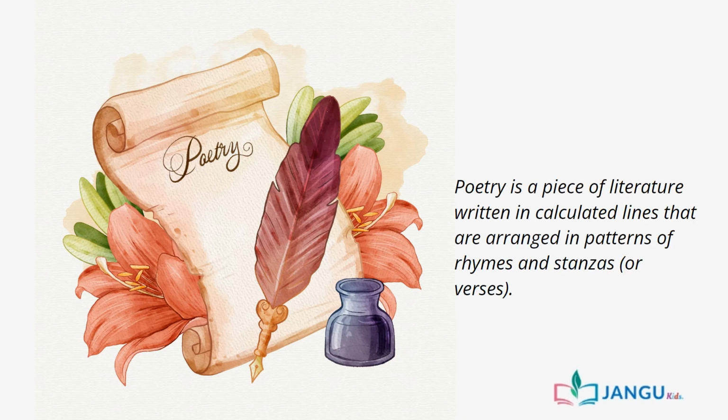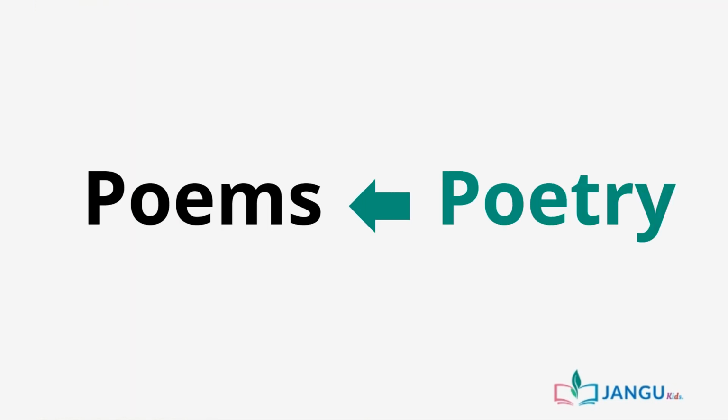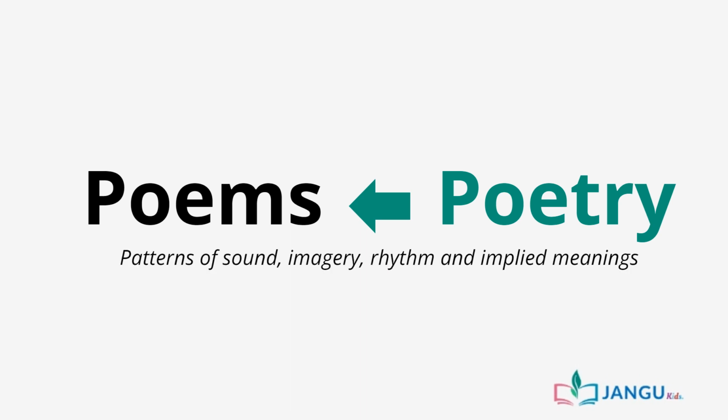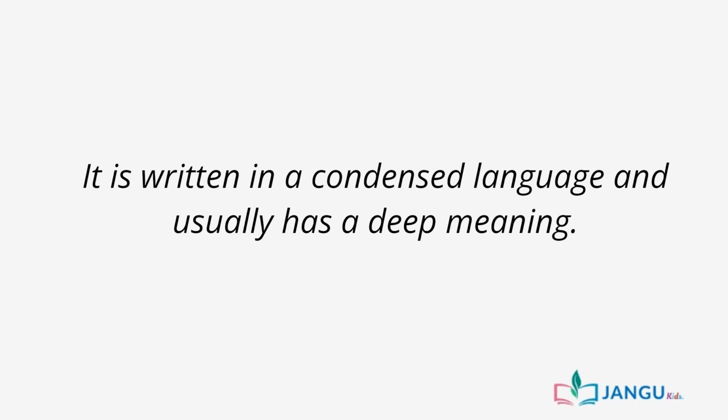Poetry is a piece of literature written in calculated lines that are arranged in patterns of rhymes and stanzas or verses. Poems, which are the product of poetry, have patterns of sound, imagery, rhythm, and implied meanings. Many poems even show the feelings or the emotions of the poet. It is written in a condensed language and usually has a deep meaning.